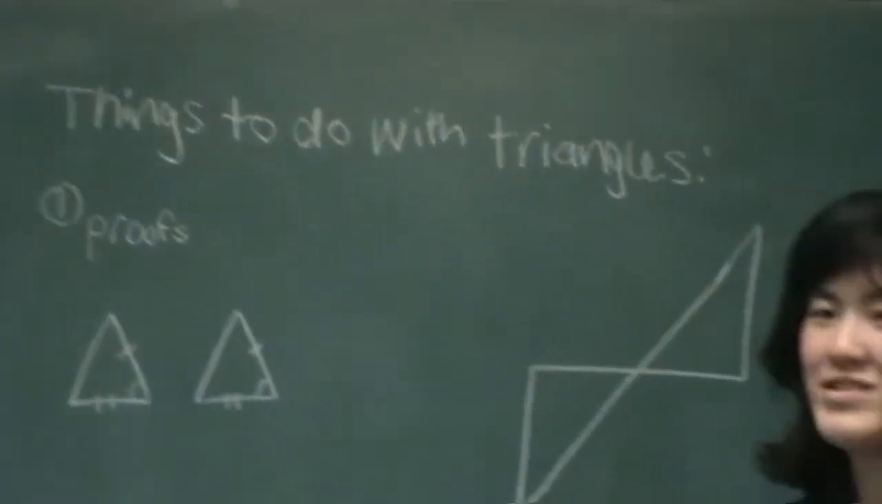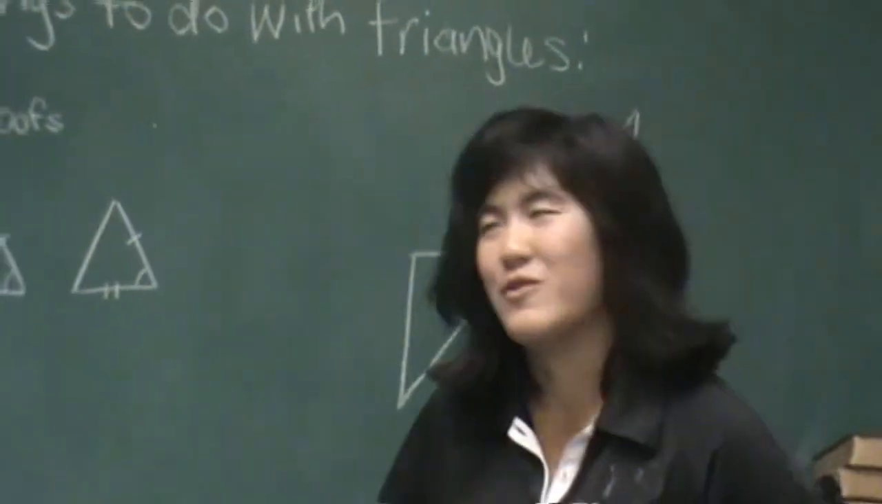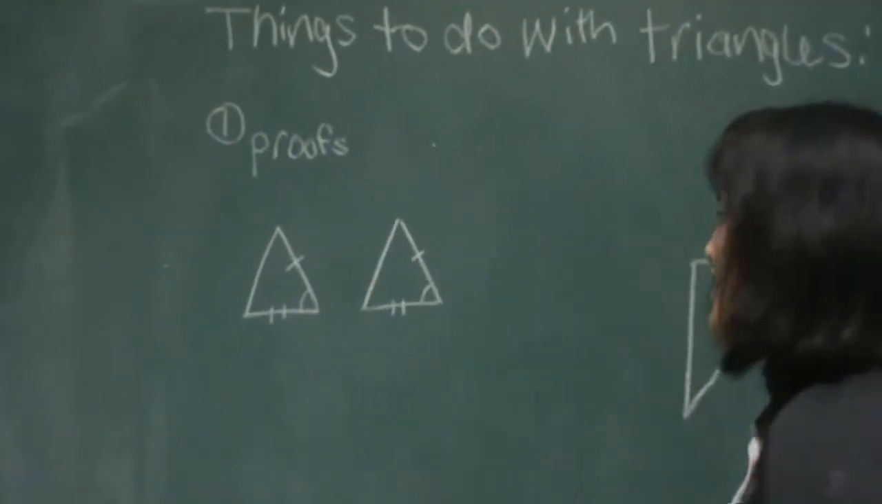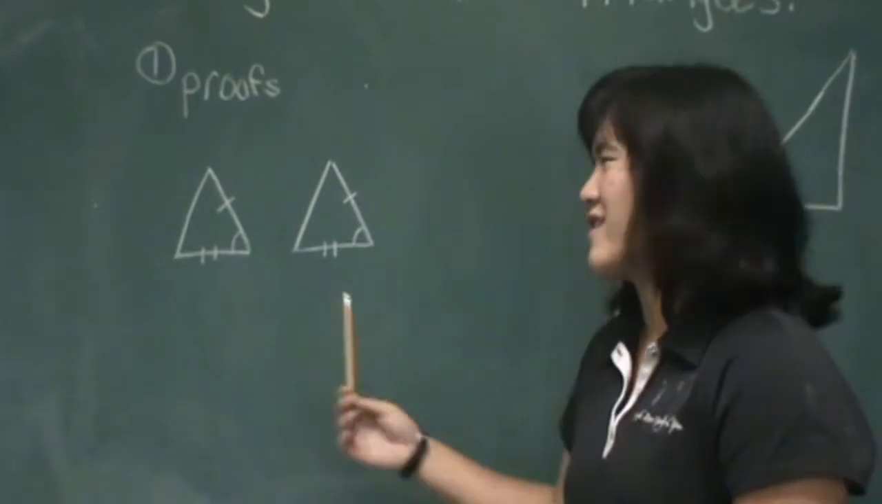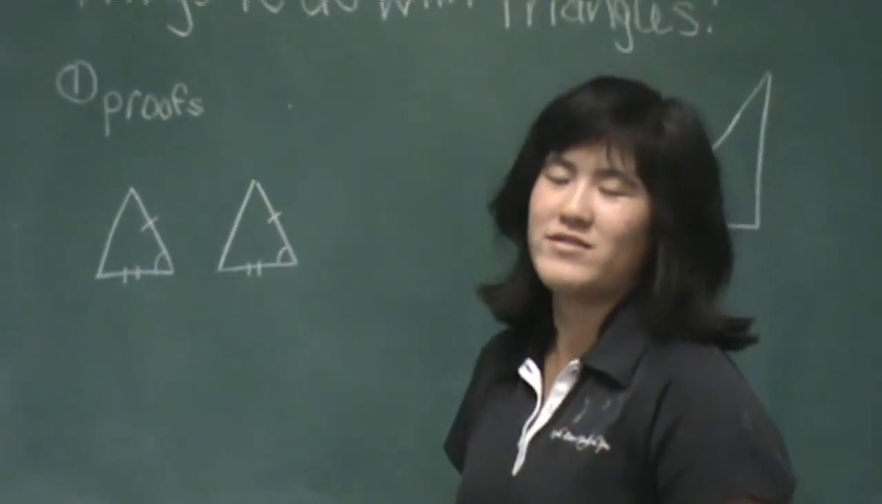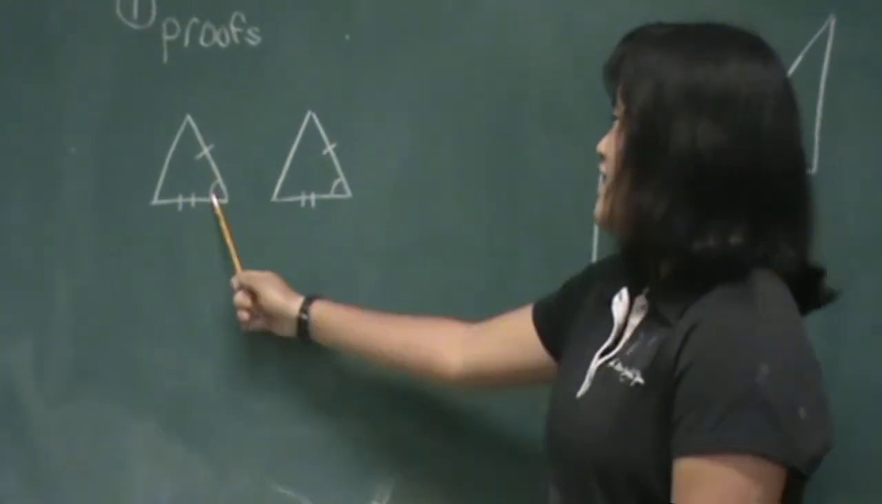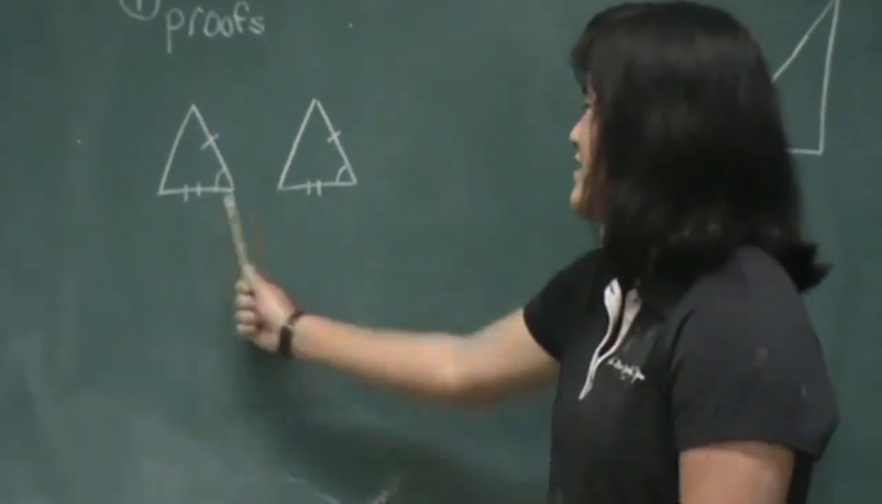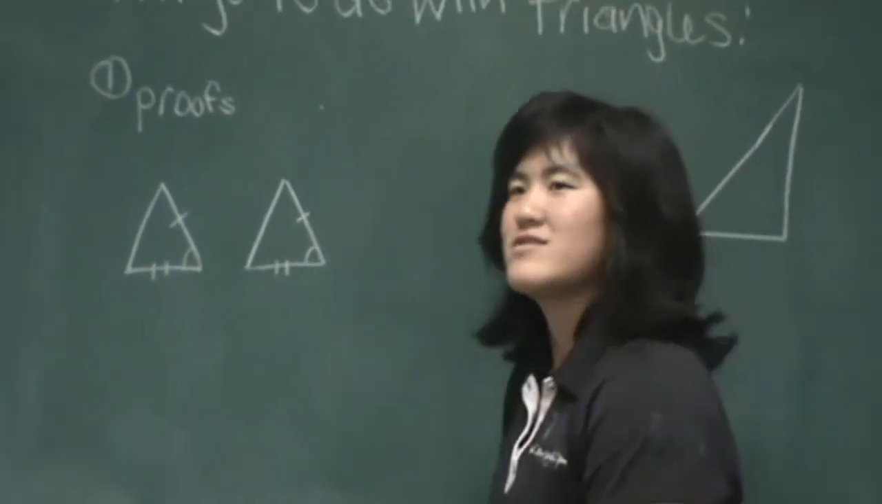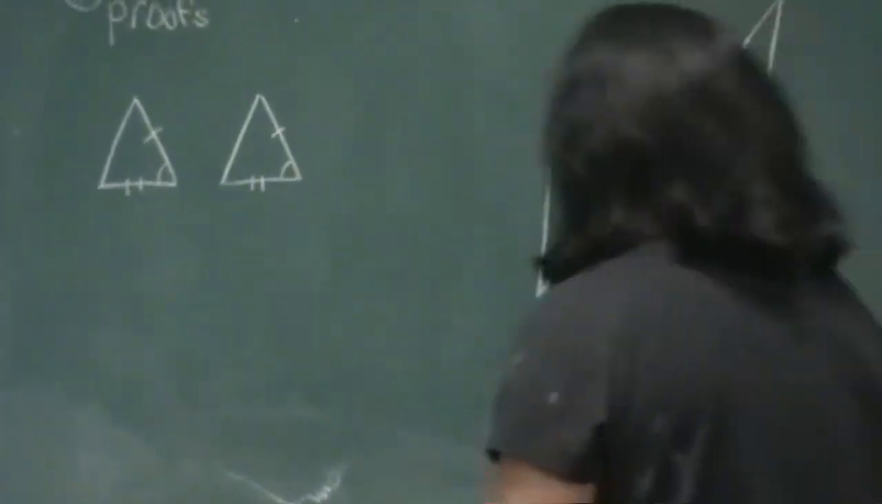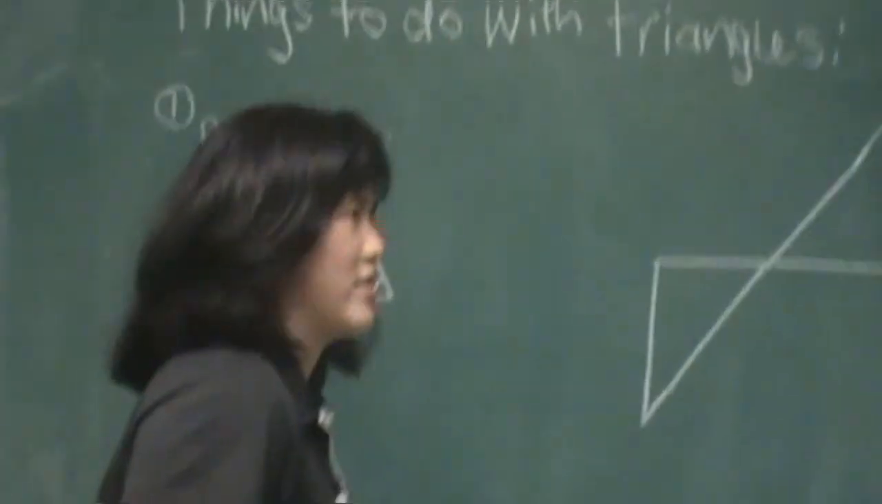There are many fun things you can do with triangles. For example, solving proofs. As you can see here, these triangles are congruent. How do I know? Well, the side angle side theorem. This side and that side are congruent. This angle and that angle are congruent. And this side and that side are congruent. Side, angle, side. Amazing how stuff like that works.